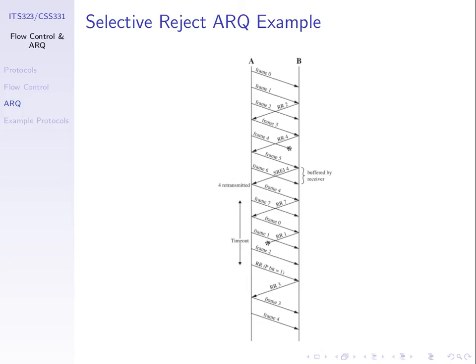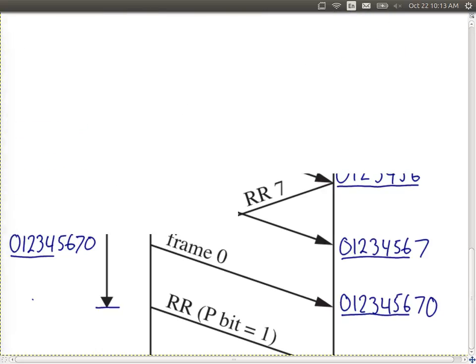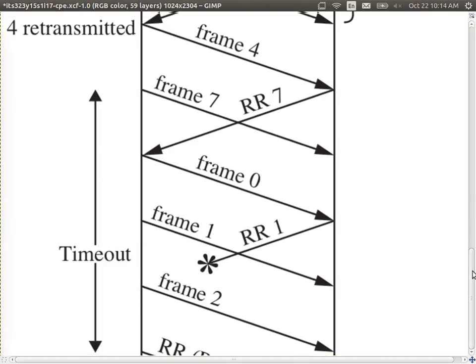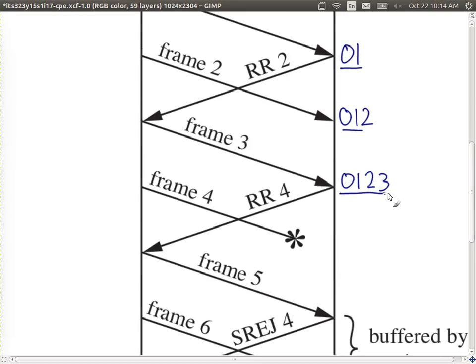Selective reject is almost the same, but we don't go back and retransmit those 4, 5, and 6. We just go back and retransmit 4. Same scenario. 0, 1, 2, 3. We can keep track. I'll just draw at the receiver B. We receive 0. We receive 1. And we acknowledge both of them, saying I'm ready for 2. I receive 2. I receive 3. This is selective reject. And we acknowledge both of them. 0, 1, 2, and 3 are done.